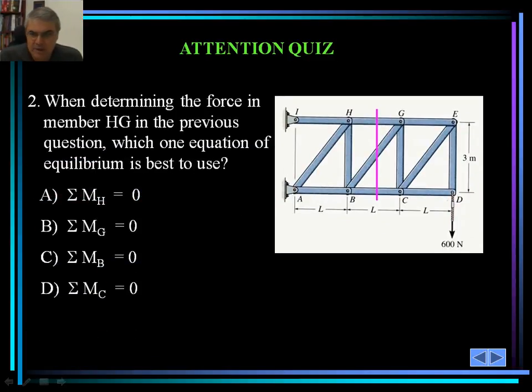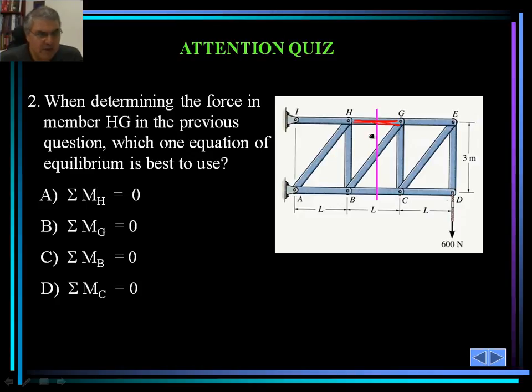And the second one is we're determining the force in member HG. This is member HG in the previous problem, the same problem that we just looked at. Which one equation of equilibrium is best to use? And you can examine this. In that case, we would like to take the moment about a point that would have more forces going through it, because forces going through a point are not going to cause any moment about that particular point.